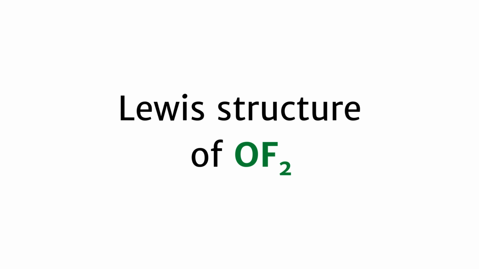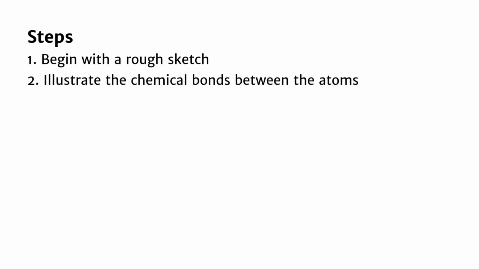Let's sketch the Lewis structure for OF2, also known as oxygen difluoride. We'll use these simple steps to accurately depict the Lewis structure of OF2. First, we'll sketch a rough diagram of the structure. Next, we'll represent the chemical bonds between the atoms.